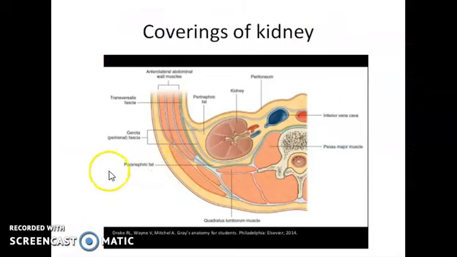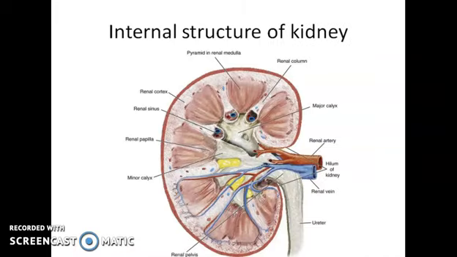The last layer is the paranephric fat. This layer lies in between the renal fascia as well as the anterior layer of thoracolumbar fascia. The internal structure of the kidney can be divided under two major headings, that is the macroscopic and microscopic. Here we are going to study the macroscopic features, whereas microscopic we are going to study under histology.